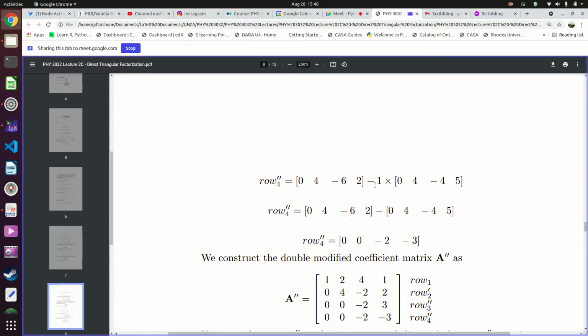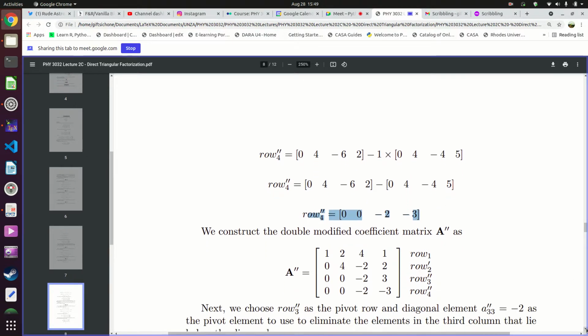Then we need to multiply. 1 times 0 is 0. 1 times 4 is 4. 1 times minus 4 is minus 4. 1 times 5 is 5. Then here, 0 minus 0 is 0. 4 minus 4 is 0. Minus 6 minus minus 4 is minus 2. Then here, 2 minus 5 gives you minus 3. So this is going to be our row number 4 modified.